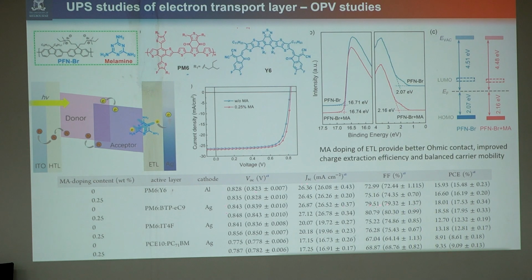So far we have seen how to probe the energy levels of the material. One thing we can do is tune the energy level by doping. How is doping helpful in devices? This is one example, where they dope with 0.25 MA, because doping changes the energy level of this material. Once it changes, you always see the improvement in device performance, from 15 to 16, and in this example 18 to 18.5. Okay, this is the necessity of what we are doing: how do energy level changes affect your device performance.